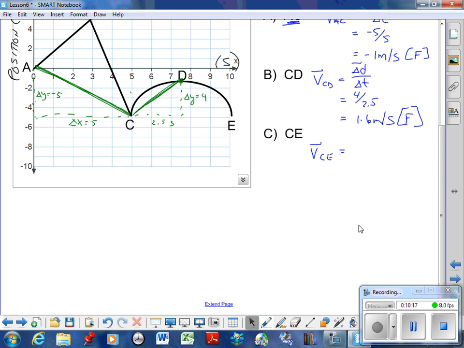Now the velocity of CE, just to finish this off. I'll pick a different color here, red. CE is that distance right there. Hopefully most people are looking at this thinking, I don't need calculations. The red line's horizontal. I already know the slope of a horizontal line is 0 meters per second. The average velocity from C to E is 0 meters per second. And that's taken from a position graph.